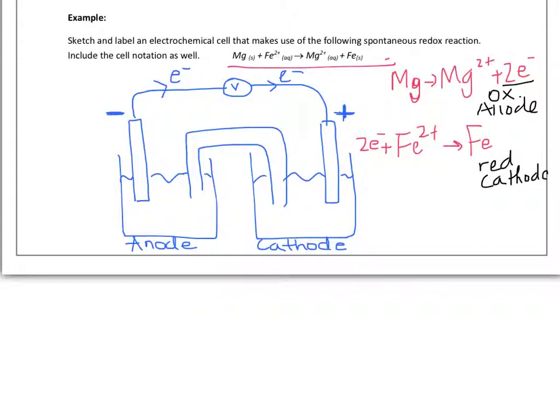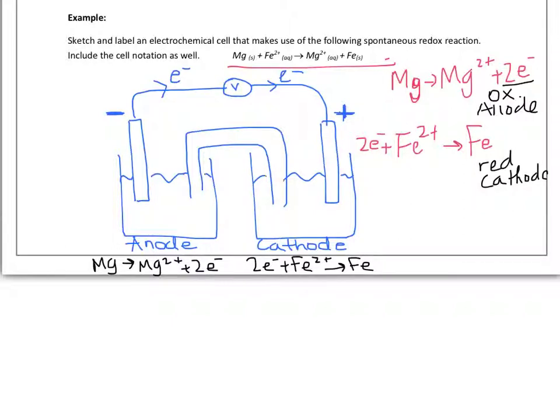So I'm now going to write these half reactions under the appropriate beaker. I've got Mg goes to Mg2+ plus 2 electrons, and I have 2 electrons plus Fe2+ goes to Fe. You should always write that down. Now I'm going to label this electrochemical cell using black, not really red.